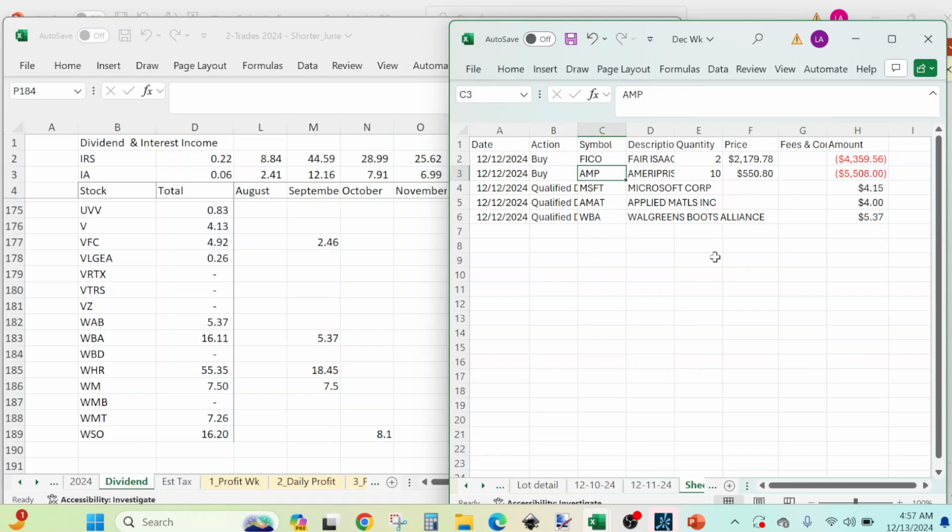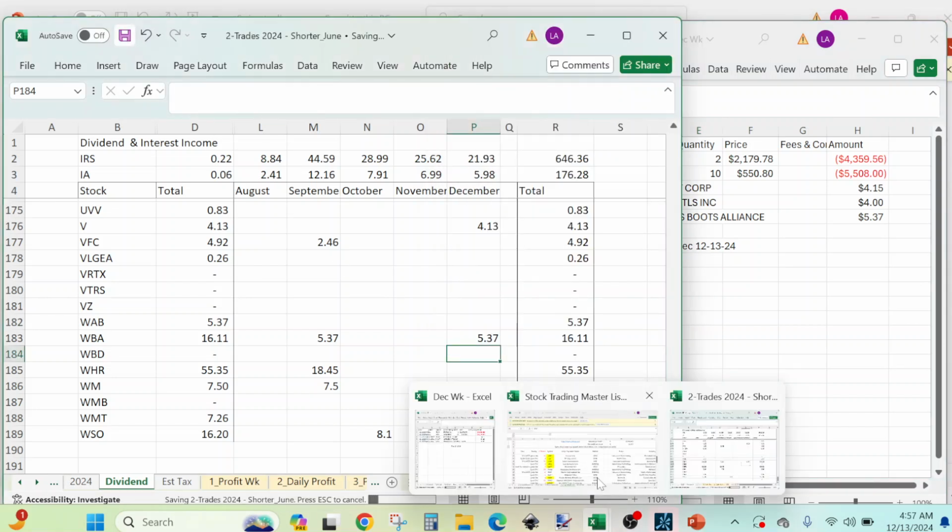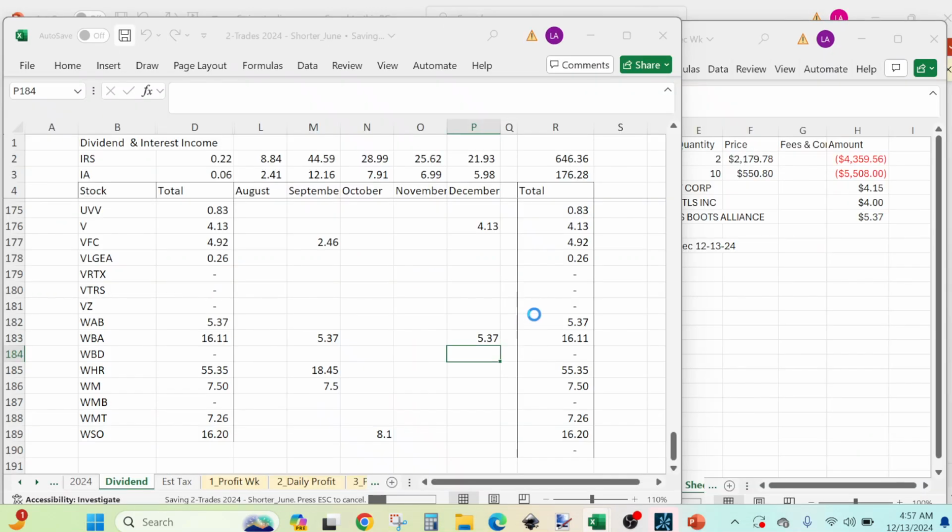Now that we have all of those recorded, we can save our work. We'll compare our stock watch list to make sure those are the two things we place orders for to buy. So we have our stock watch list here.